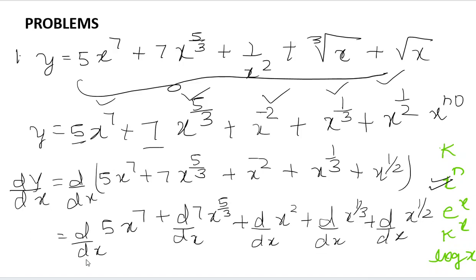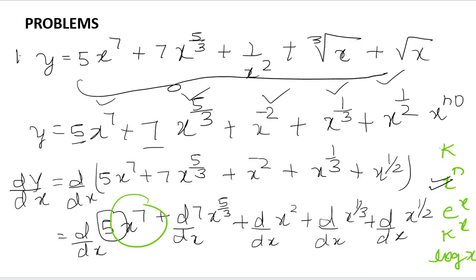Now the first term is d by dx of 5 x raised to 7. There is a number attached, so we don't focus on the number, we focus on this x raised to 7 part. Our answer will turn out to be: this 5 over here will survive as it is, and the derivative of x raised to 7 is 7 x raised to 7 minus 1, which is 6.